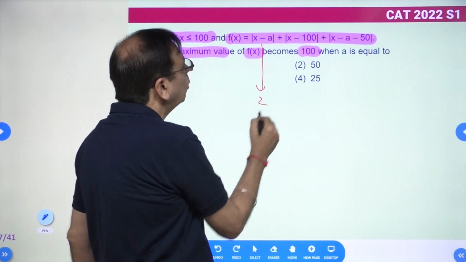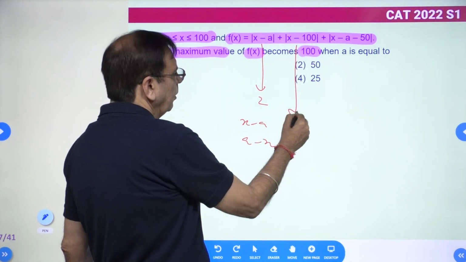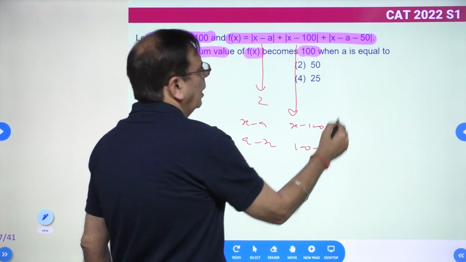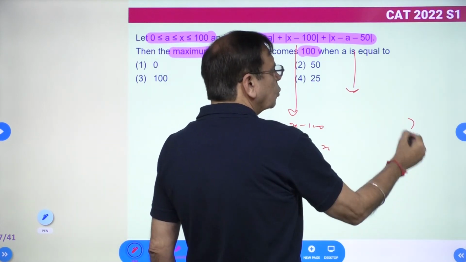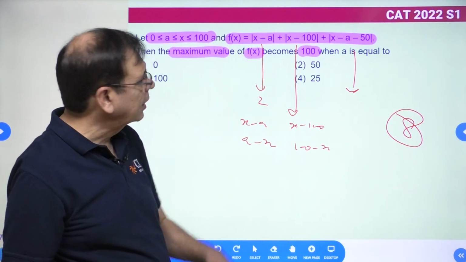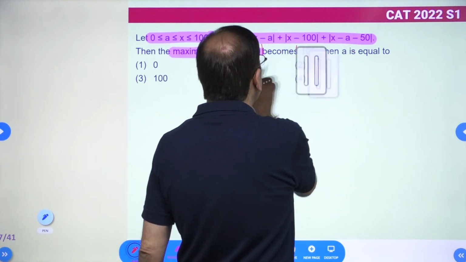If this is mod, there will be 2 possibilities. One could be x minus a, other could be a minus x. Similarly, there will be 2 possibilities here, x minus 100 and 100 minus x. And similarly 2 out here. So most students will say this is 2 into 2 into 2, 8 case equations to be checked and solved. No, incorrect. Please read the question carefully. No casework is needed in this.